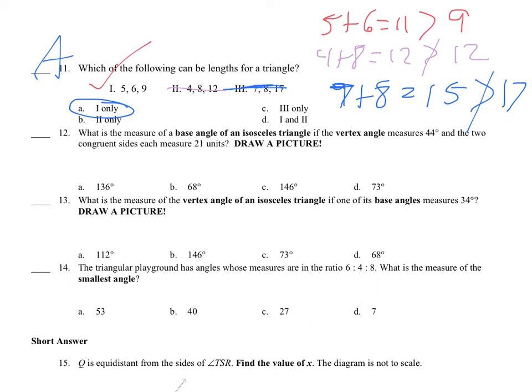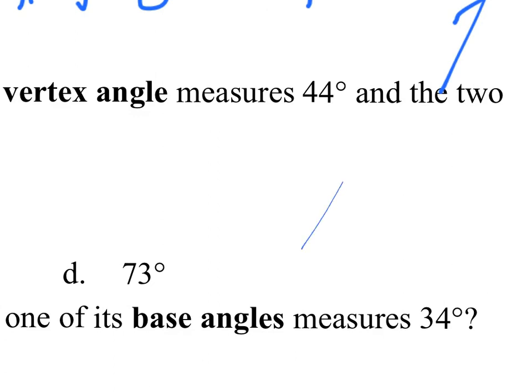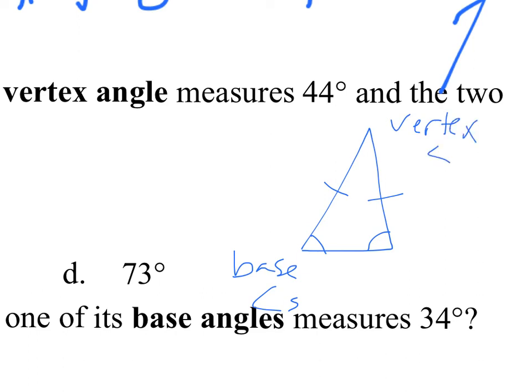Okay, so here we're going to draw an isosceles triangle. It says that the vertex measure, remember the base angles are congruent, these are base angles down here. This is the vertex angle up here, the one that is not congruent. It says that the vertex angle is 44. How do we find out what the base angles are? Because that's what it's asking.